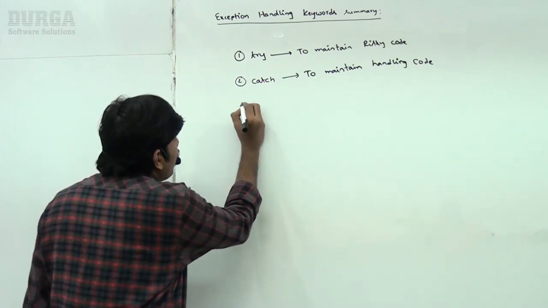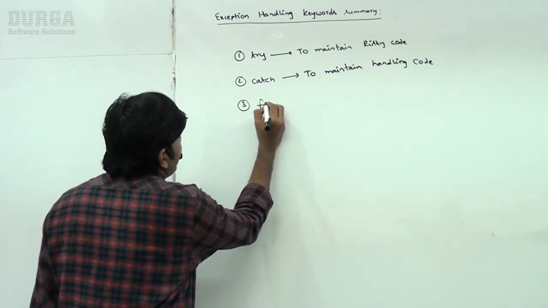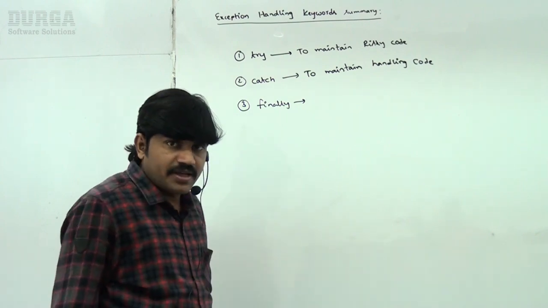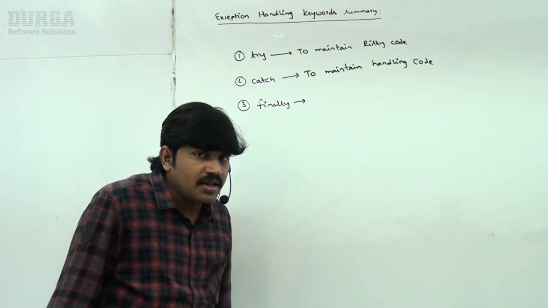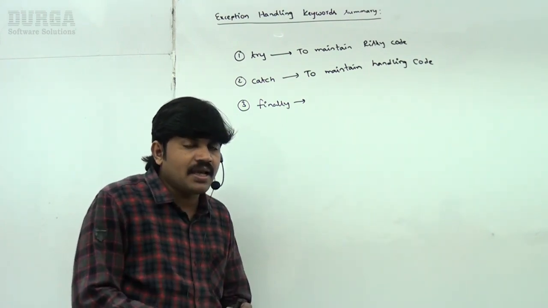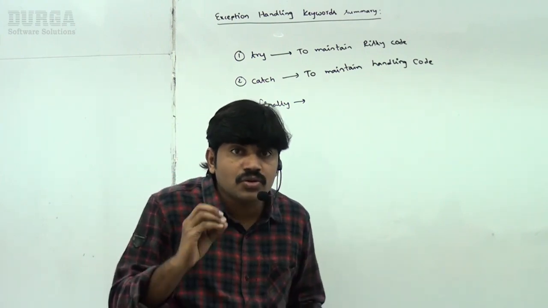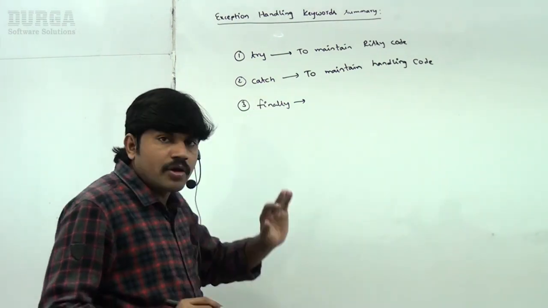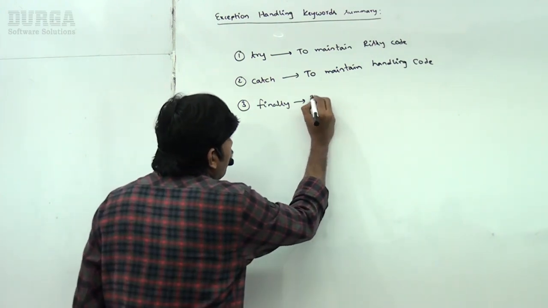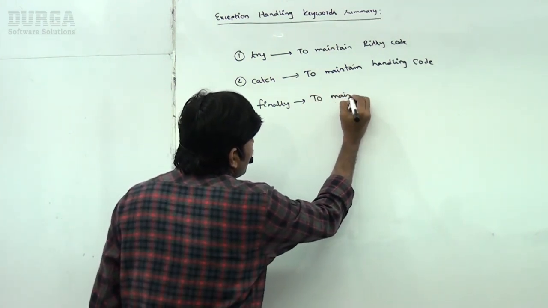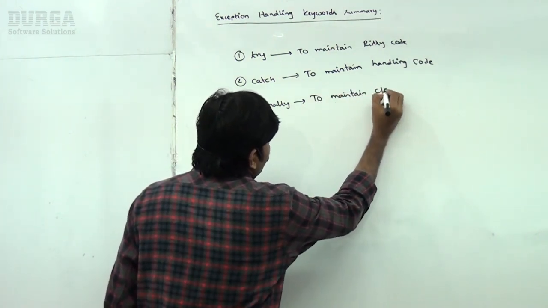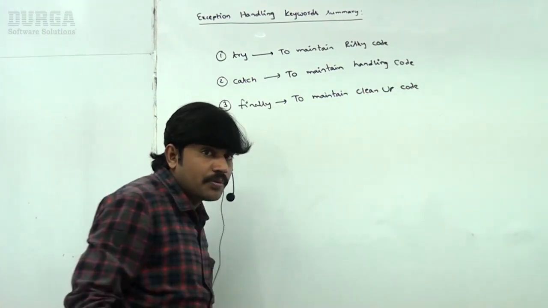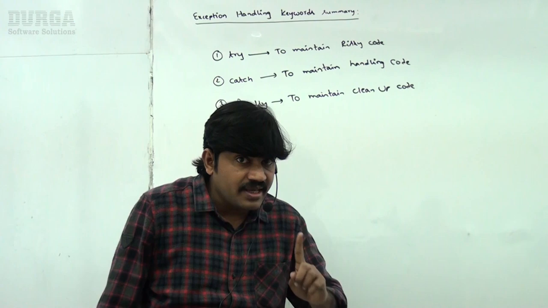Okay, now what is the third one? Finally. Are you getting? Finally block. What is the purpose of the finally block? To maintain cleanup code, resource deallocation code. To maintain cleanup code, we should go for what? Finally block. Cleanup code means resource deallocation code.